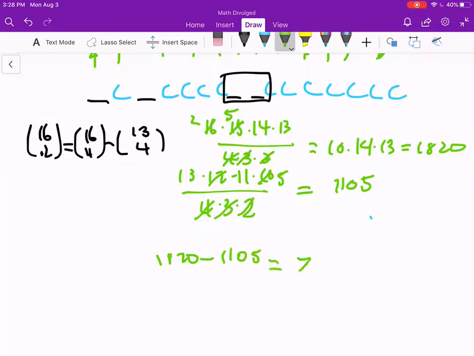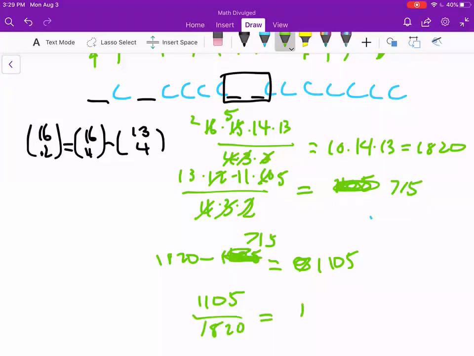Wait, hold on. This is wrong. This is 715, not the other way around. I messed up. That's 715. We have 1820 minus 715, which is equal to 1105. And since the question is asking for a probability, we have 1105 divided by 1820, which is equal to 17 over 28. Is it just me, or is there a bit of lag?